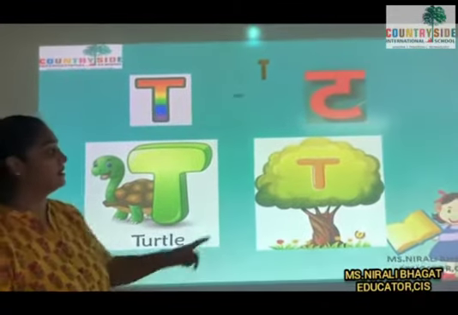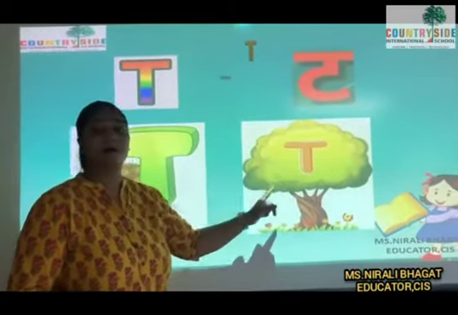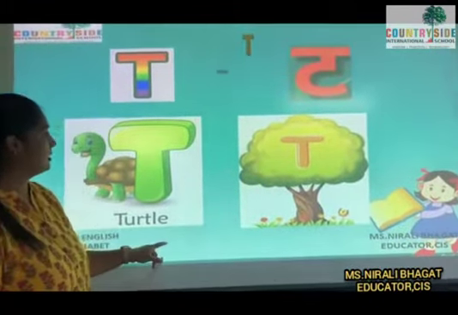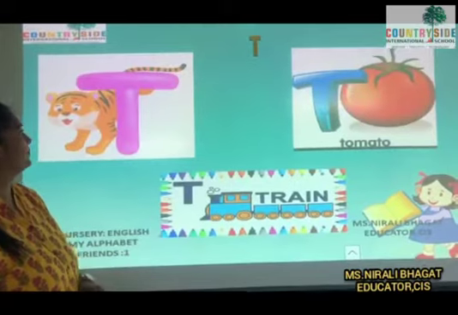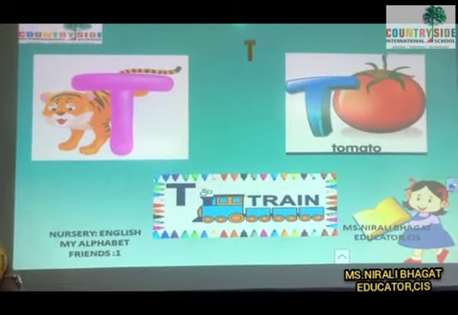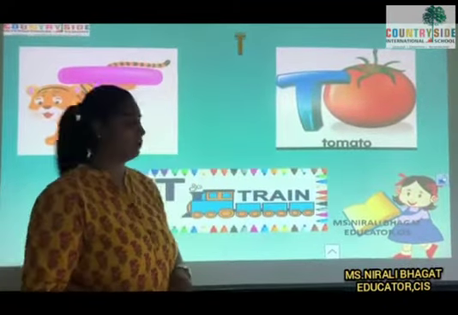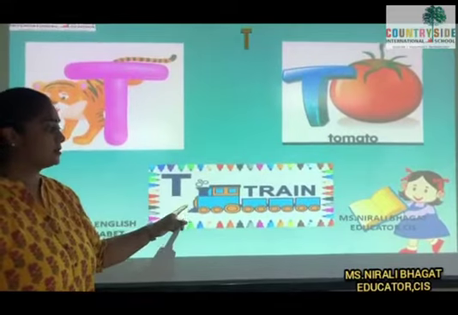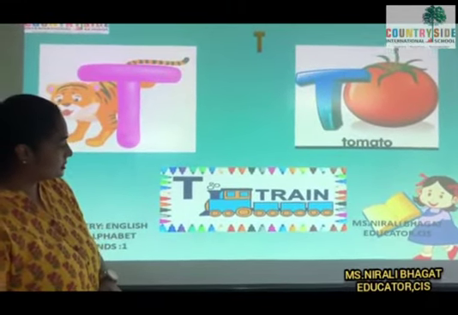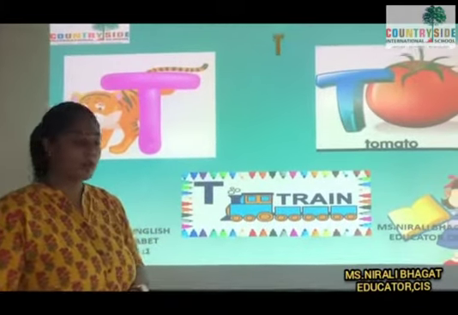Turtle. T. What is this? Tree. T. Tree. Now next. Tiger. T. Tomato. T. What is this? Train. T.